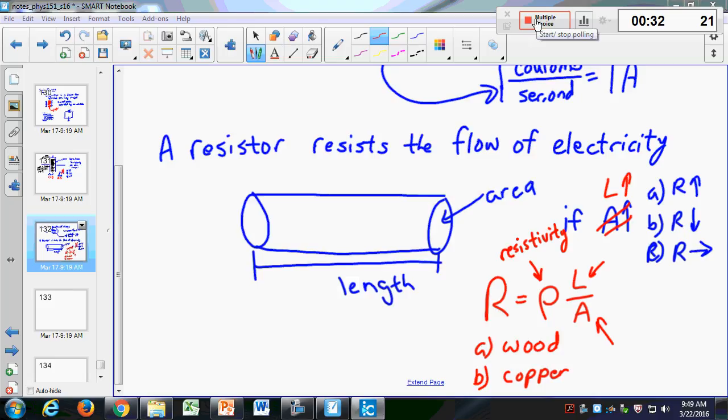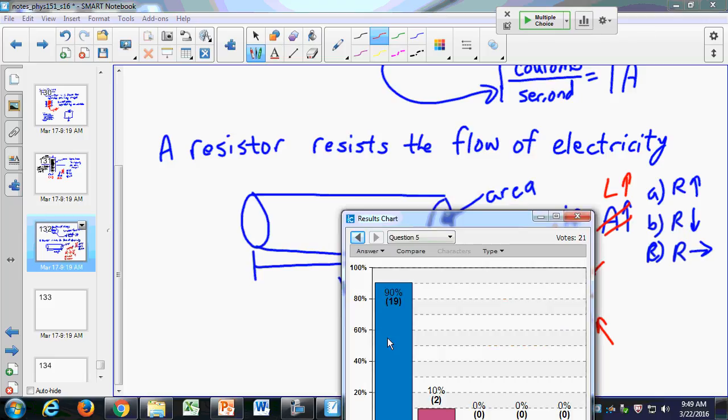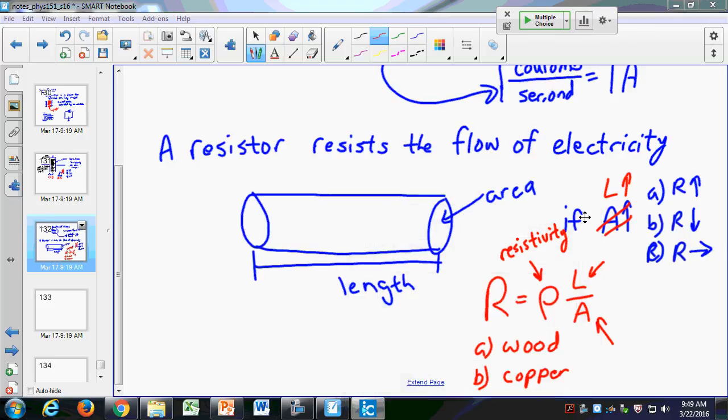Okay, awesome. A is right. Wood has a higher resistivity because it resists the flow of electricity. That's just a value. We determine it experimentally.